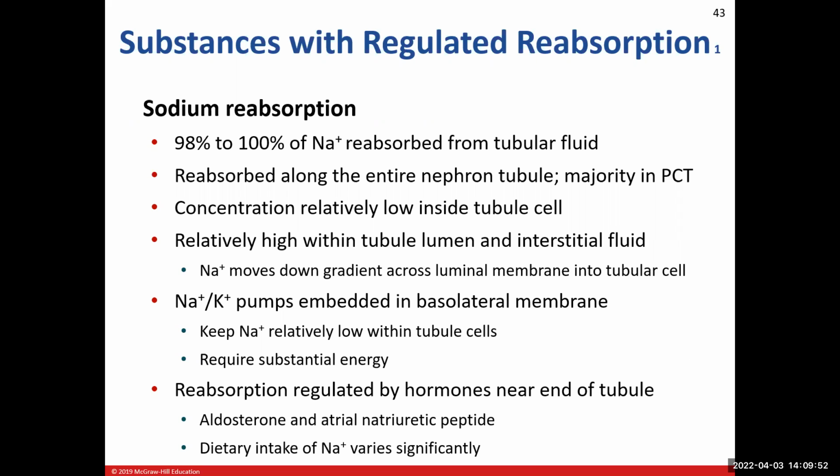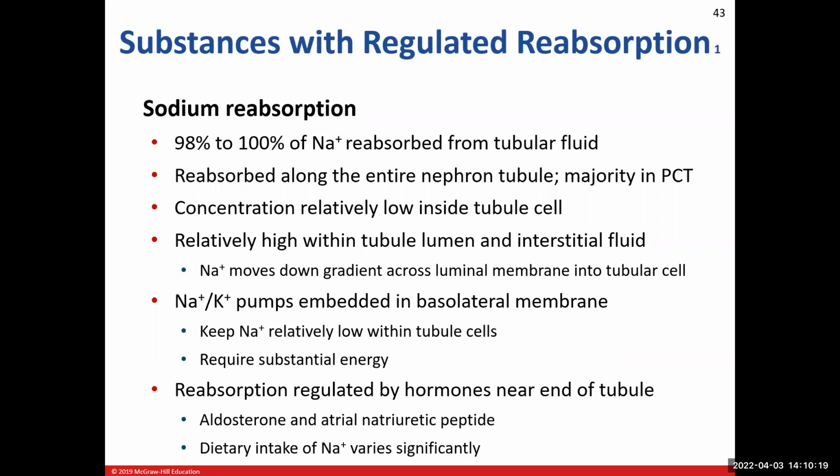This is Dr. Kaz, and we are going to continue on with Chapter 24, our urinary system. And we're talking about substances with regulated reabsorption. Just to review, reabsorption is the process of substances moving from the tubular fluid back into the blood. So that is reabsorption. So let's talk about sodium reabsorption.